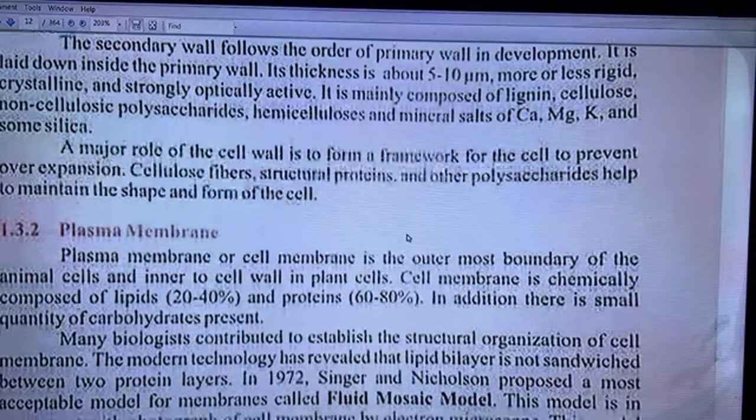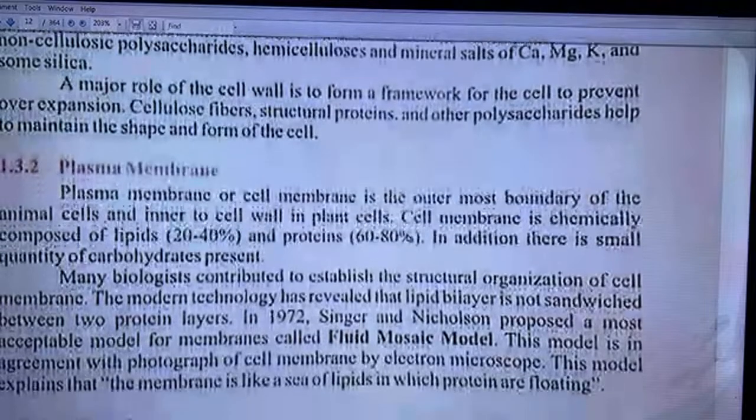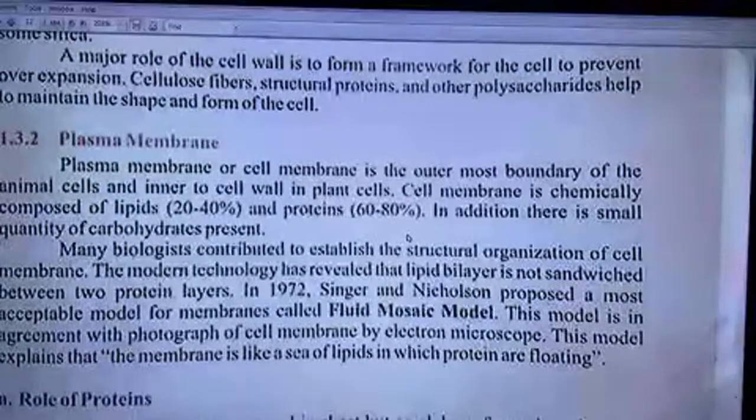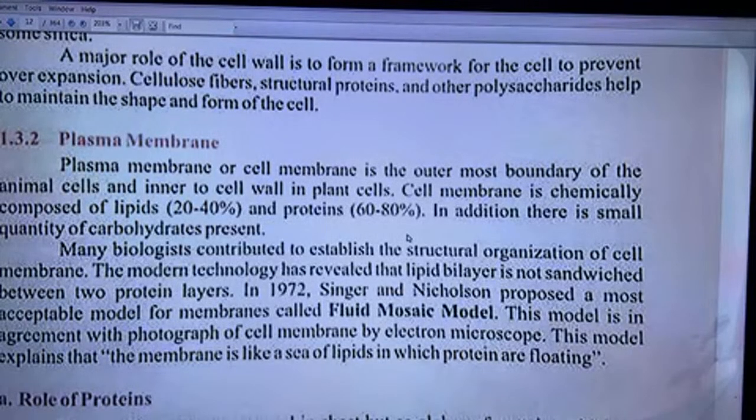A major role of the cell wall is to form a framework for the cell to prevent overexpansion. Cellulose fibers, structural proteins, and other polysaccharides help to maintain the shape and form of the cell.